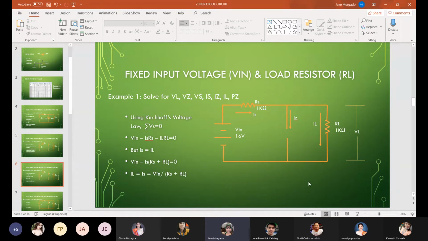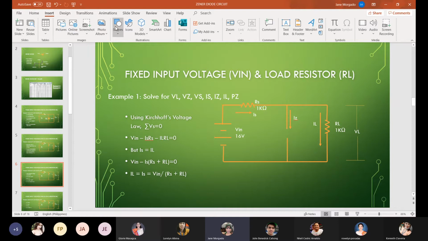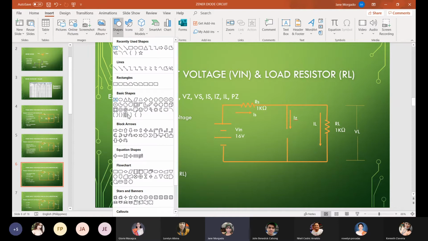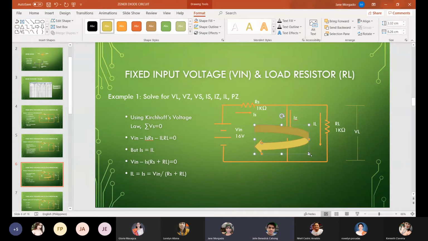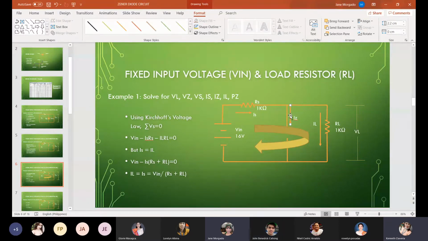where the sum of voltages is 0. Kasi pwede tayo mag-loop dyan, di ba? Tama ba? Pwede ba tayo mag-loop? Yes, ma'am, kung naka-series po siya. Pwede, di ba? Yes po.